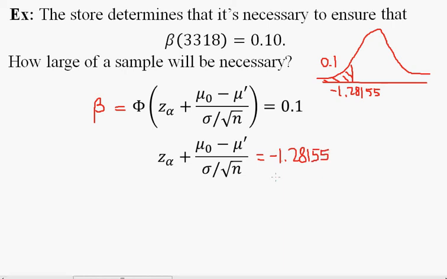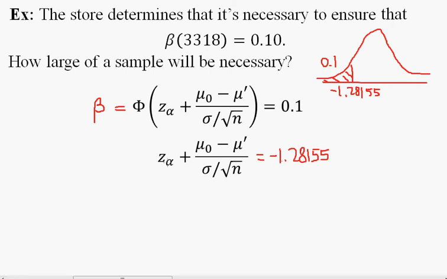Now, in this problem, z alpha is known. That's the critical value from the null hypothesis. Both of these mu's are known. That's the mu from the null. Mu prime is the mu from the alternative. Sigma is not known, but its approximate value s is known. The one unknown here is n, so I have an equation to solve for n. I just need to isolate the n and get everything else on the other side.